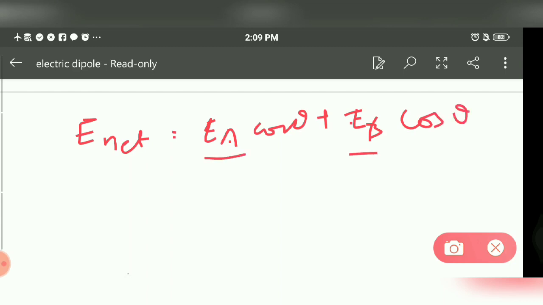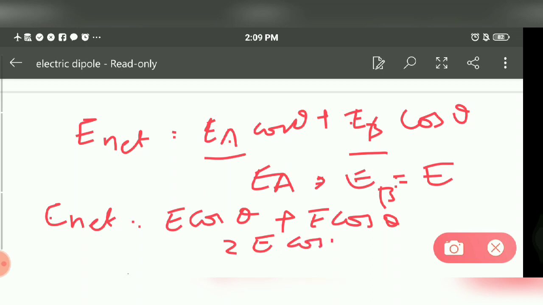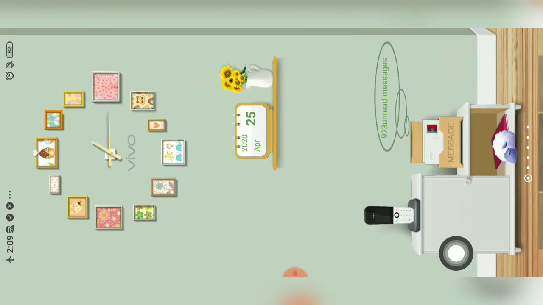So EA and EB are equal in magnitude. Can we write it as E, as their magnitude is what? That is 1 by 4 pi epsilon q by r square plus a square. So we can write E net is equal to E cos theta plus E cos theta. So this is what? 2E cos theta. So E net equals 2E cos theta. To find the value, we have to substitute the value of E. That is what? 1 by 4 pi epsilon naught.